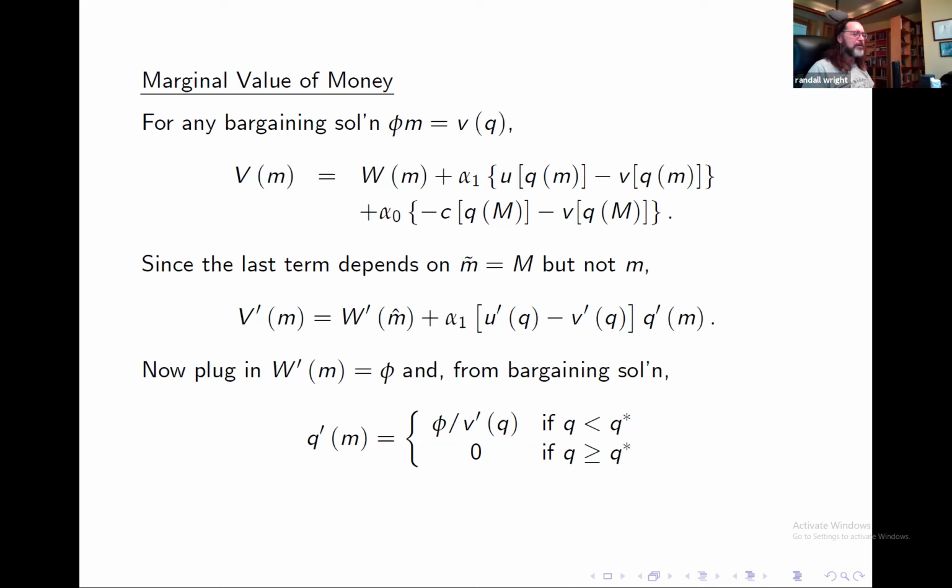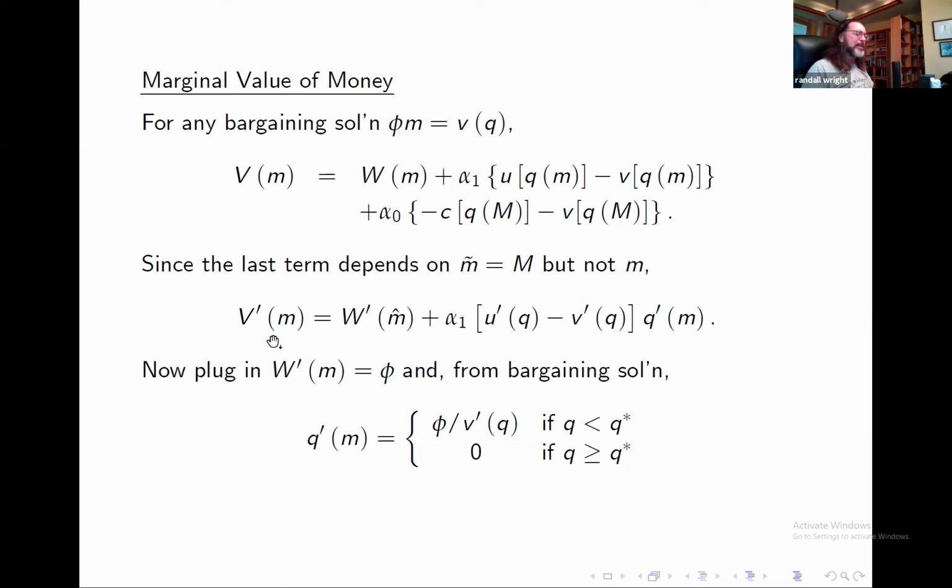I take the derivative. Remember, we want to have V prime, so we can put that into the money demand equation. So here it is. V prime is W prime from the first term. Alpha 1 times U prime Q times Q prime M, which I factored out, minus V prime Q, Q prime M, which I factored out. Your own individual m, lowercase m, does not enter the third term, so the derivative is 0 in the third term. So this is your marginal value of money, and you can see how it works.